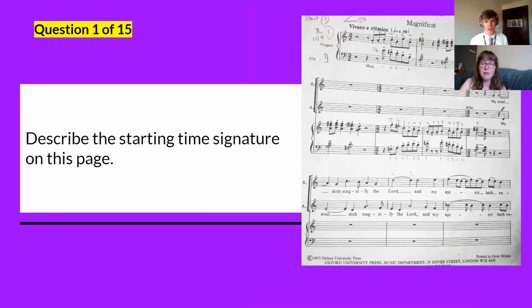We did think of something a bit different this week. We've given you a piece to look at. So this is the Matthias Jesus service. So first of all, can you describe the starting time signature on this page? There's quite a few on this page, but look at the starting one. I want the number of beats, what type they are.